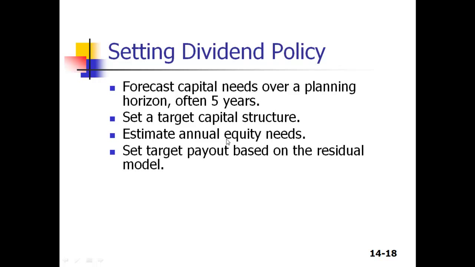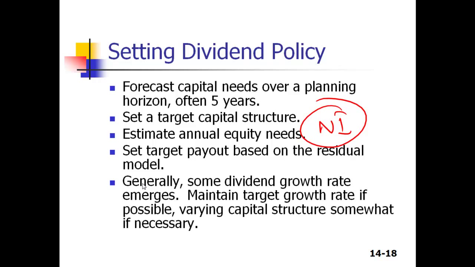Okay, set target payout based, now not explicitly mentioned over here, but what is quite obvious is you also need to forecast how much your net income will be over the upcoming years. Okay, generally some dividend growth rate emerges. You try to maintain a target growth rate if possible, and varying your capital structure somewhat if necessary. So clearly this is not an exact science, but you are trying to balance 2 or 3 variables here.